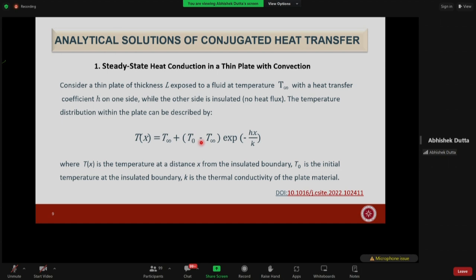This analytical solution is quite useful. We use this kind of analytical solutions for designing certain engineering problems. For certain design considerations, we use such conditions where we are encountering similar conditions of convection and conduction. We can use this as a good example of an analytical solution.